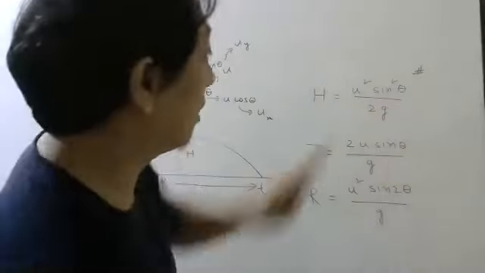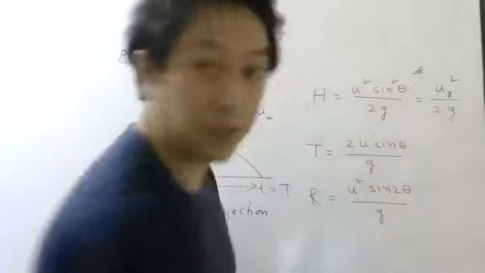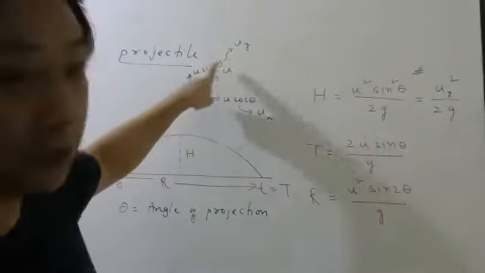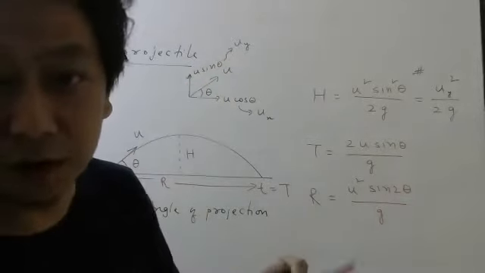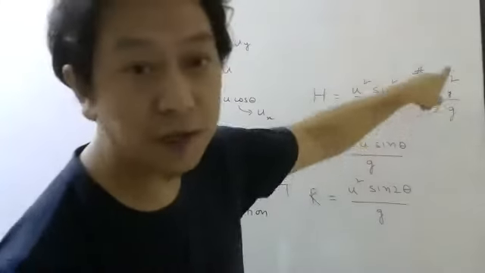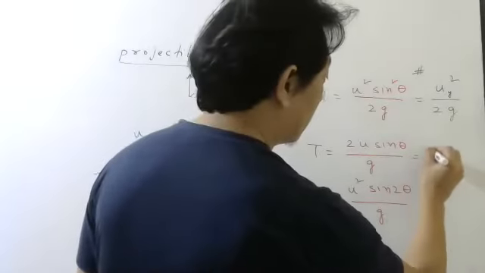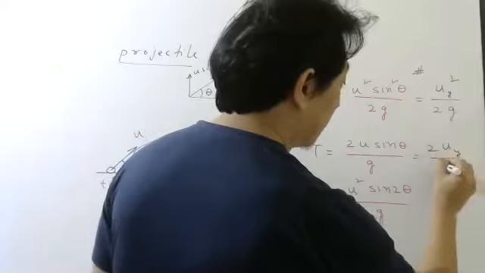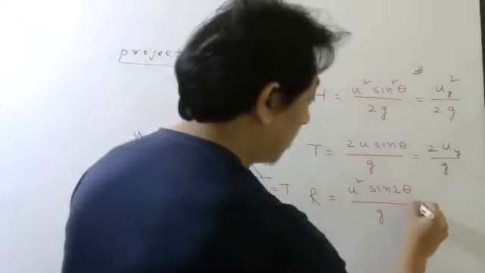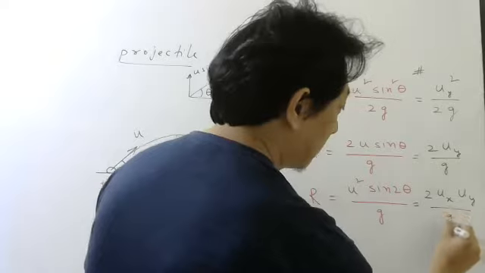So you can write this formula this way also. Uy square by 2g. Yes or no? Agree or not this one? Because u sine theta is uy, y component of initial velocity. So since this is u square sine square theta, I can write uy square. Agree or not? Yeah. Similarly, this I can write 2uy by g, because u sine theta I can write uy. And finally, this, if you remember, we can write 2ux uy divided by g.